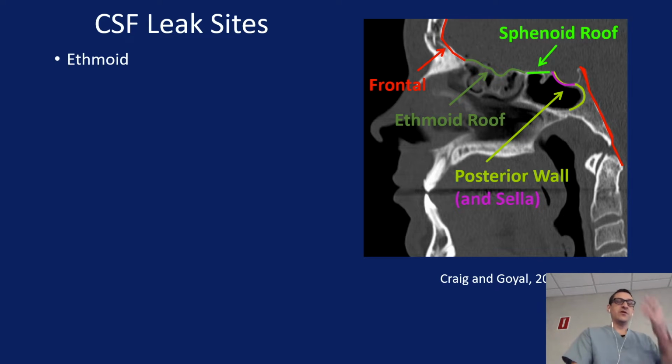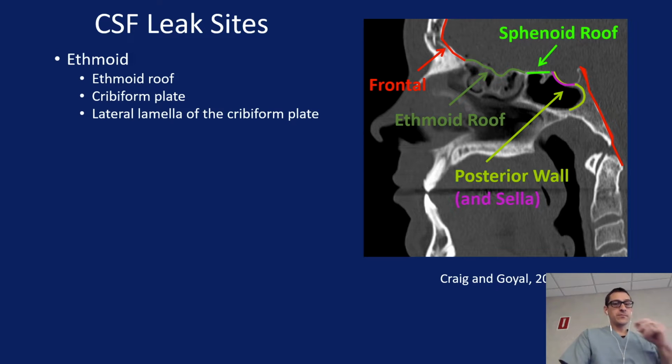So within the ethmoid, we'll mention ethmoid roof, or the fovea ethmoidalis, cribriform plate. And then there's the lateral lamella of the cribriform plate, which I'm not showing in this picture. We go over it every year in the sinus anatomy lecture, but that's the bone from the cribriform plate attaching to the ethmoid roof. Okay, so when we take care of encephaloceles or traumatic leaks, each of those three sites, they might seem like they're close together, but the repair is actually a little different. So it's helpful to think about these different areas.